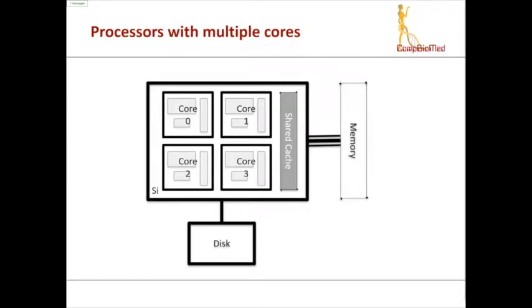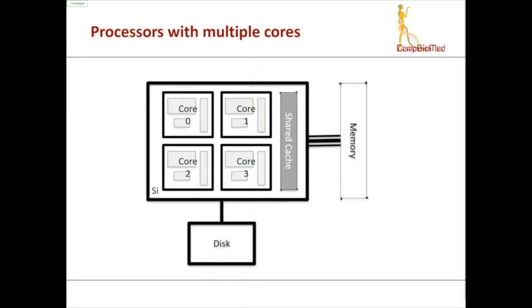And then the advent of multiple cores came along. This was maybe a few years ago now. My mobile phone, for instance, has 2 cores. My laptop has 4. Here's a processor with 4 cores. They all share the same cache. They all access the same memory, and they all read and write to the same disk.